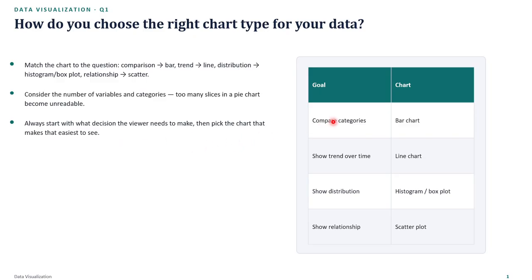So whenever it is comparing categories, bar chart or pie chart can also be used, but pie chart shows us the proportion of a whole. Whenever it is to show trend over time, it is the line chart. To show distribution of a numerical variable, histogram or box plot, and to show relationship, it is the scatter plot.